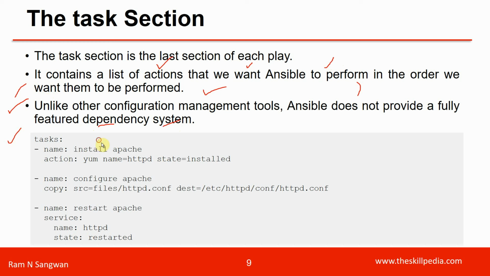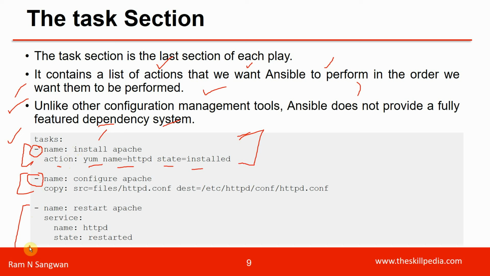So this is the task: install Apache, action is yum, name is httpd, state is installed. This line is sufficient for Ansible to install Apache on the remote machine. I told you that it is a list item. So if you want to install multiple packages, the next list item of the same format can be defined using another hyphen like this. So this is first, this is second, and this is third. So there are three tasks in this snippet.